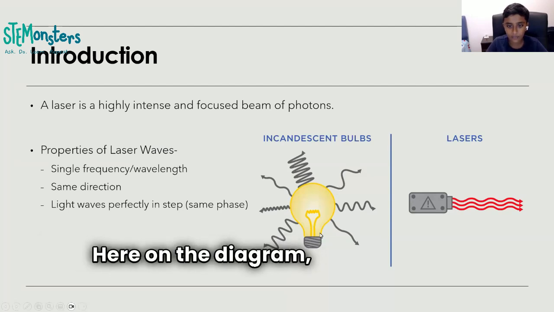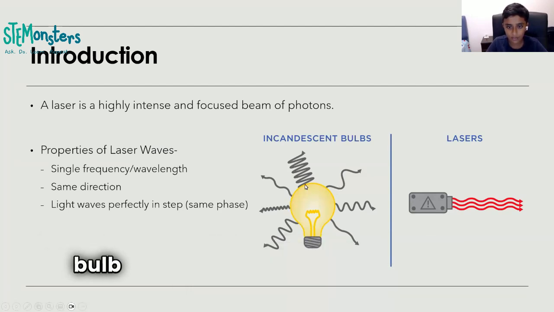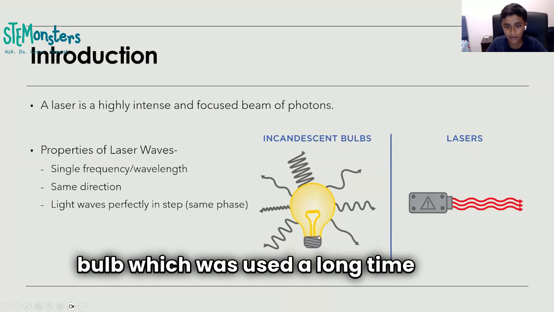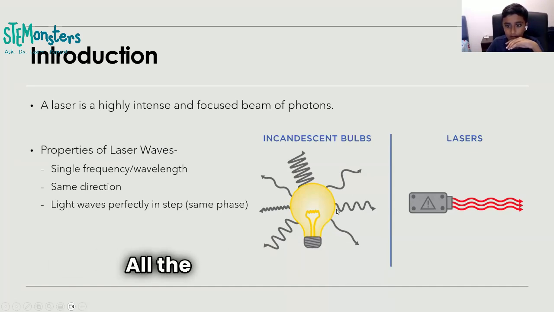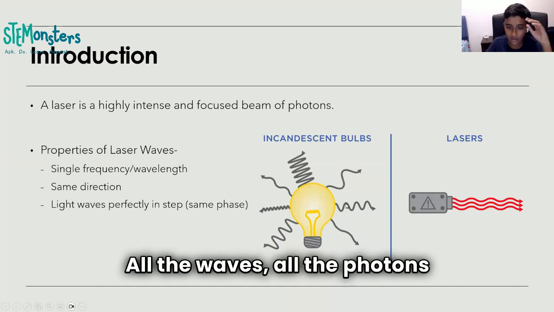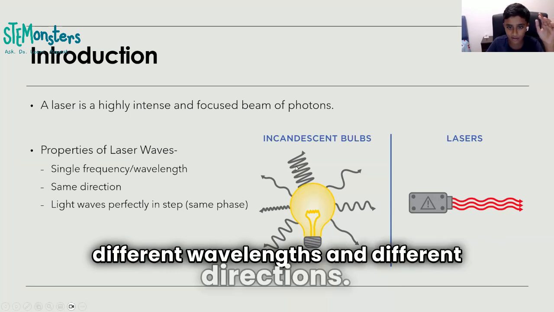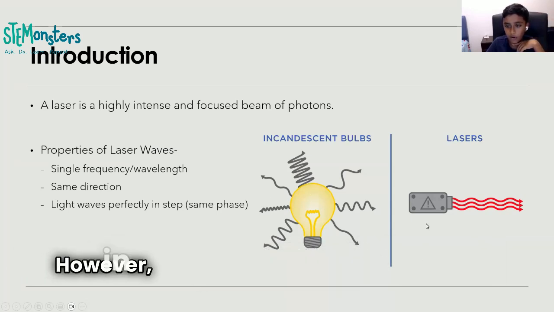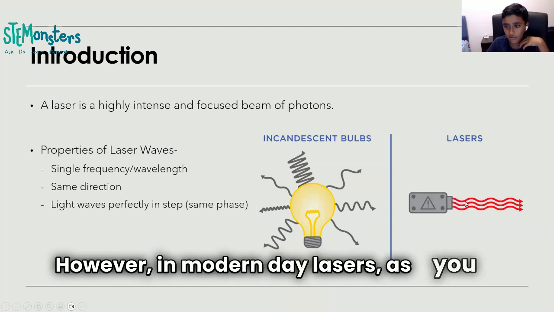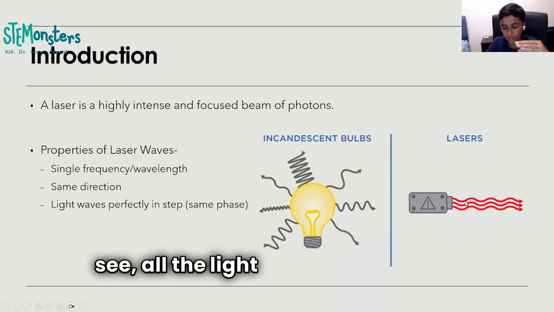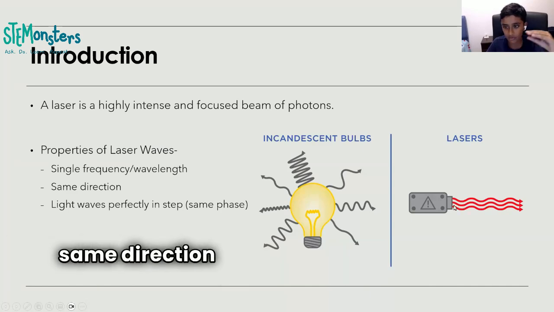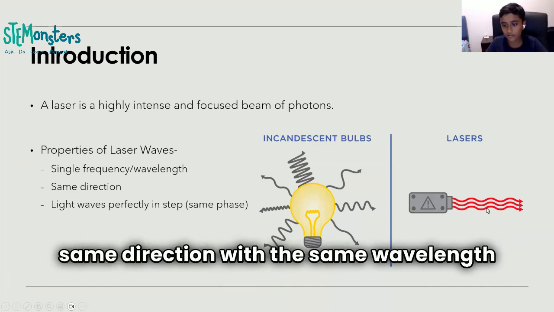Here on the diagram, we can see an incandescent bulb, which was used a long time back. All the waves, all the photons and light waves are different frequency, different wavelength, and different direction. However, in modern day lasers, as you can see, all the light waves travel in the same direction with the same wavelength and frequency.